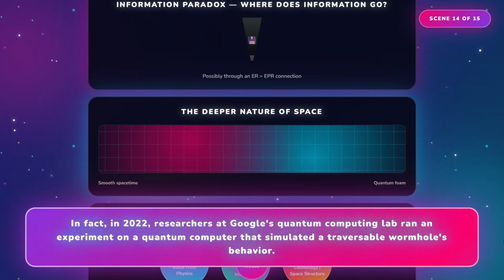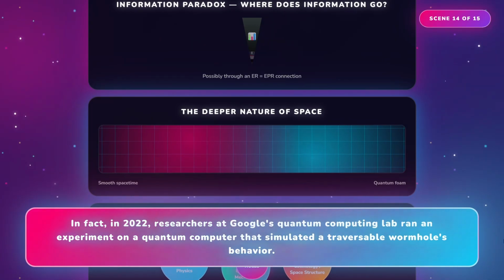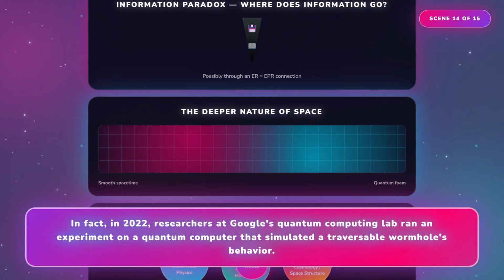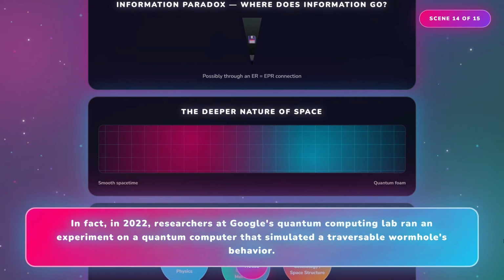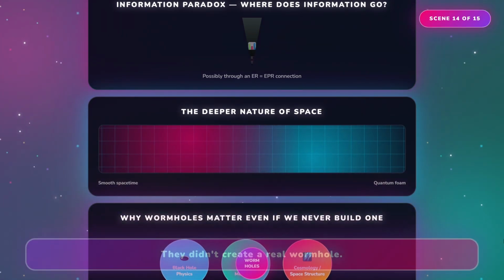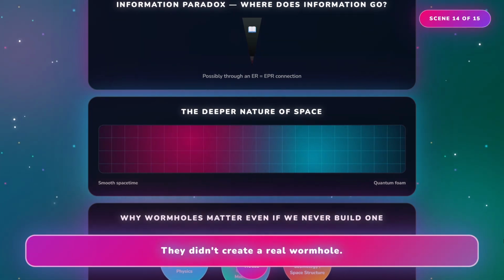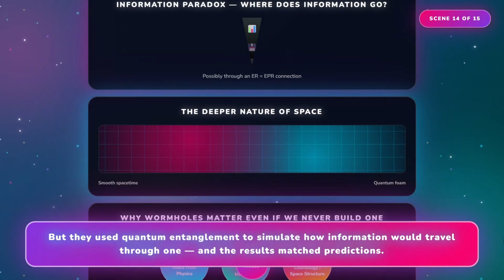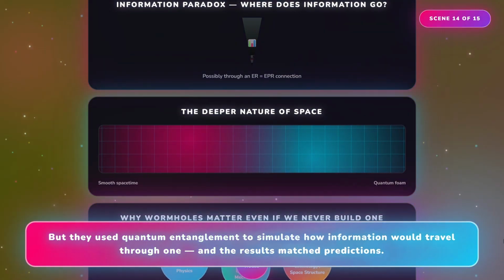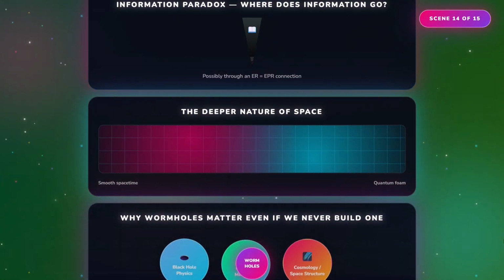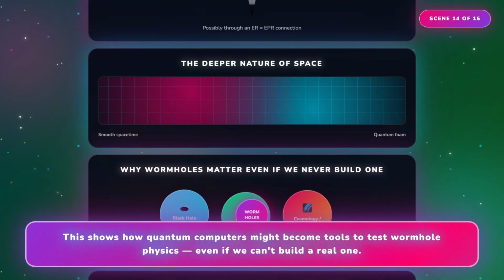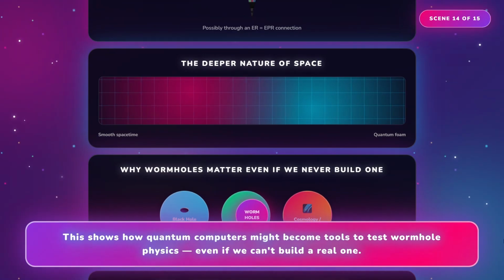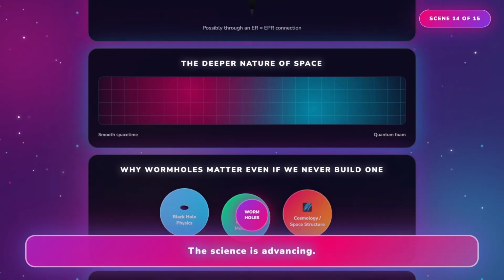In fact, in 2022, researchers at Google's quantum computing lab ran an experiment on a quantum computer that simulated a traversable wormhole's behavior. They didn't create a real wormhole. But they used quantum entanglement to simulate how information would travel through one, and the results matched predictions. This shows how quantum computers might become tools to test wormhole physics, even if we can't build a real one. The science is advancing.